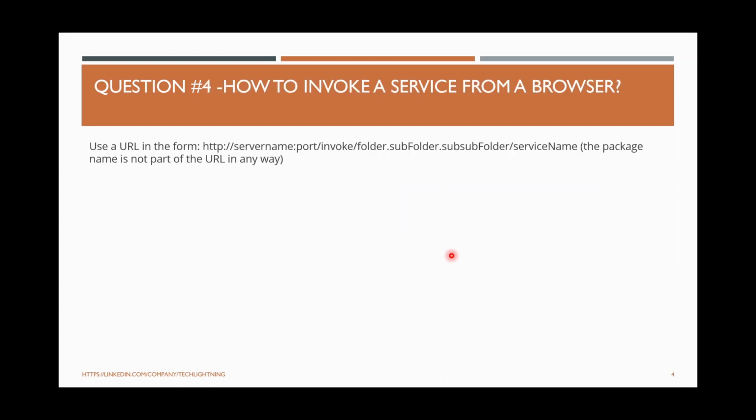I'll move on to the next one: how to invoke a service from a browser. For example, any webMethods services, you will be able to invoke from the browser. So how do we call it? You need the webMethods host name and port, and it will be under the invoke directive. So you put invoke, then give the main folder name, subfolder, and whatever folder levels you have, and then finally put a slash and give the service name. This way you can invoke any of your services from a web-based URL, and also from your browser.